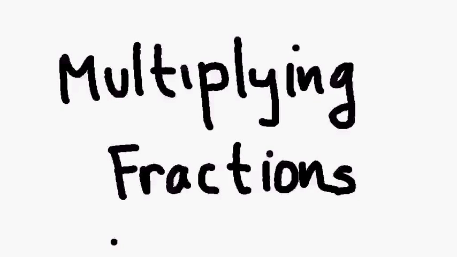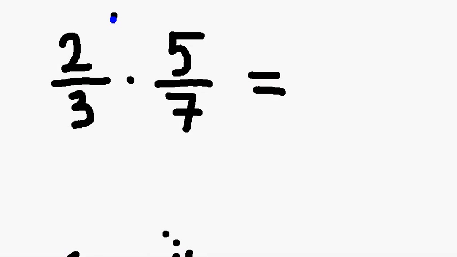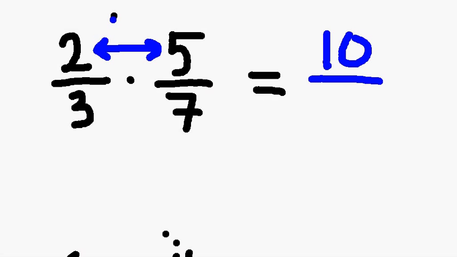In this video we're going to talk about multiplying fractions. We'll start with an example. If we wanted to multiply 2/3 times 5/7 together, what we would do would be to take the two numbers in the numerator and multiply them together. That would give us 10. And then we take the two numbers in the denominator, multiply those together, that gives us 21.